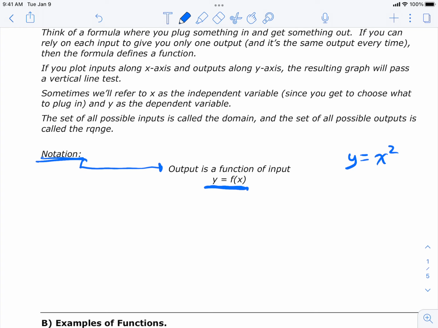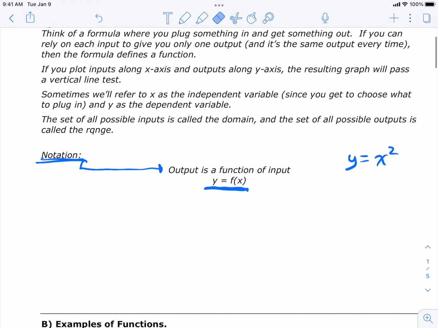Y is a function of x. It's a function of x because it worked. When you plug in a value of x, you only get one value of y. It worked. It is a function. We say that it's a function of x. In fact, let me write this down. Y is a function of x. That's one way to read this. Y is a function of x.